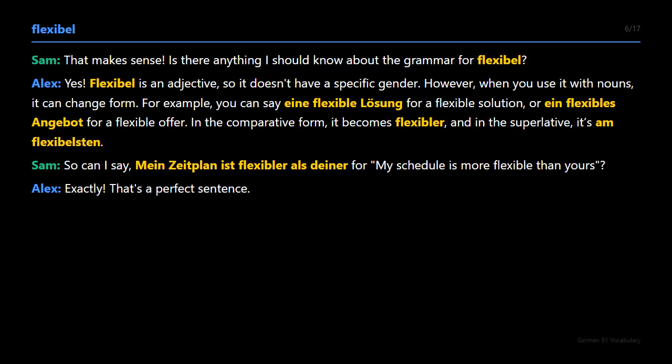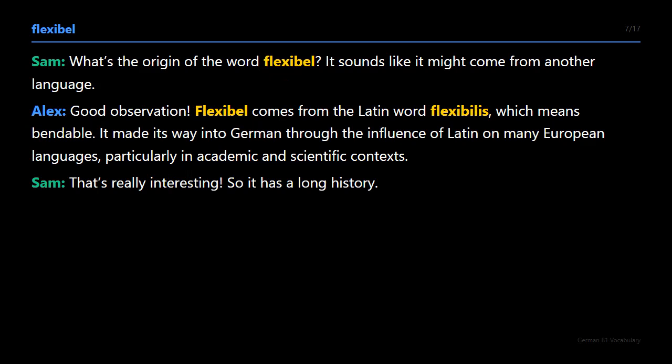What's the origin of the word flexibel? It sounds like it might come from another language. Good observation. Flexibel comes from the Latin word, Flexibilis, which means bendable. It made its way into German through the influence of Latin on many European languages, particularly in academic and scientific contexts. That's really interesting. So it has a long history.